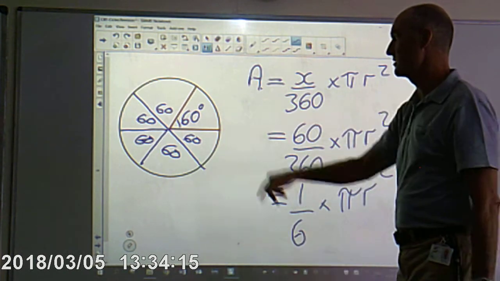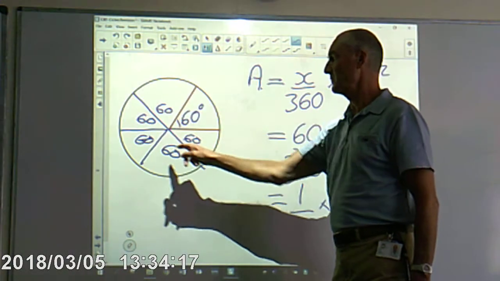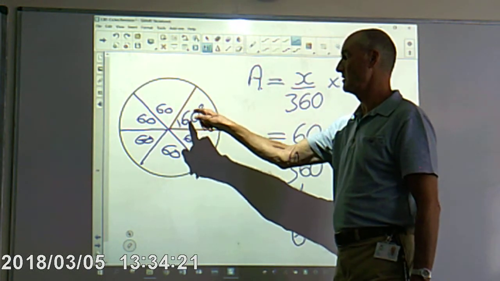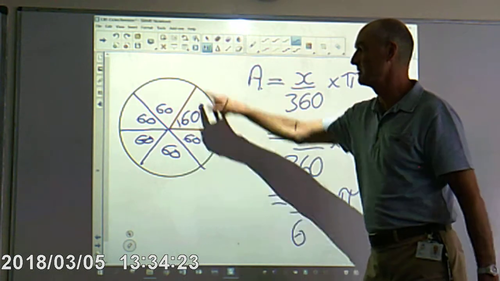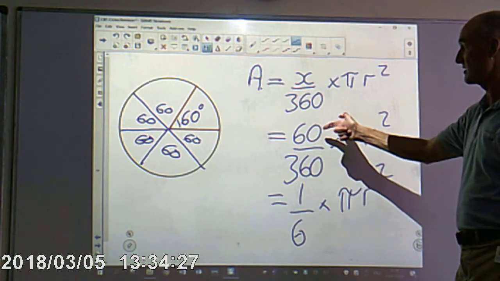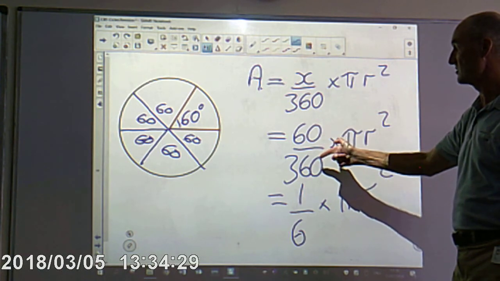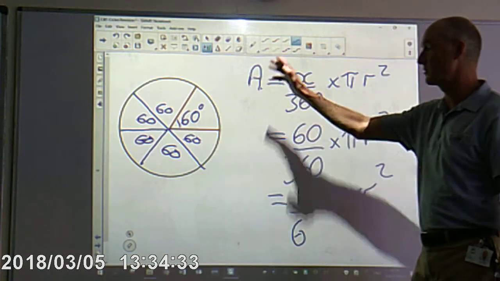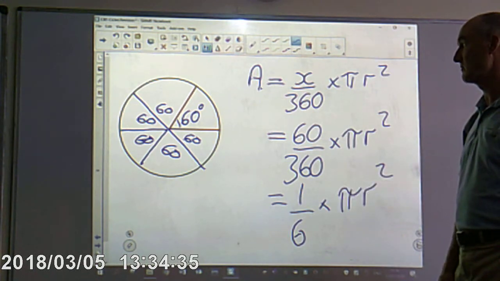Which I think you can see from the diagram. We've divided that into equal slices. Each of them is going to be 60. 60 is a sixth of that whole circle. But in general, if we take the size of the angle, divide it by 360 degrees, multiply it by the area of the whole circle, that will give us our result.